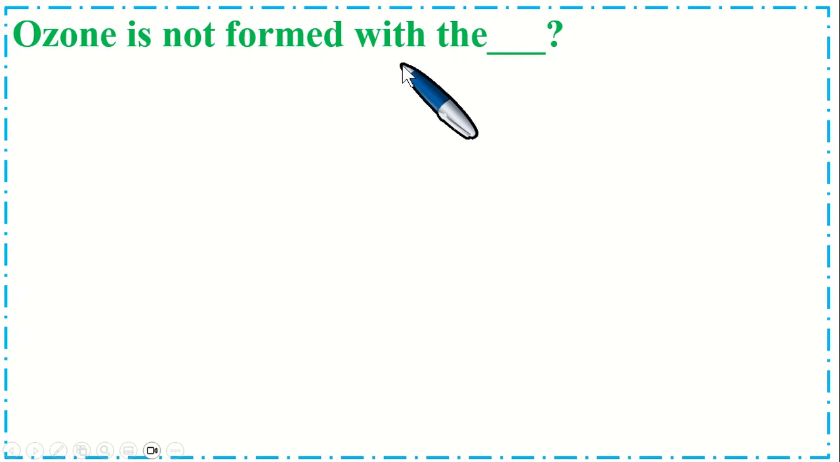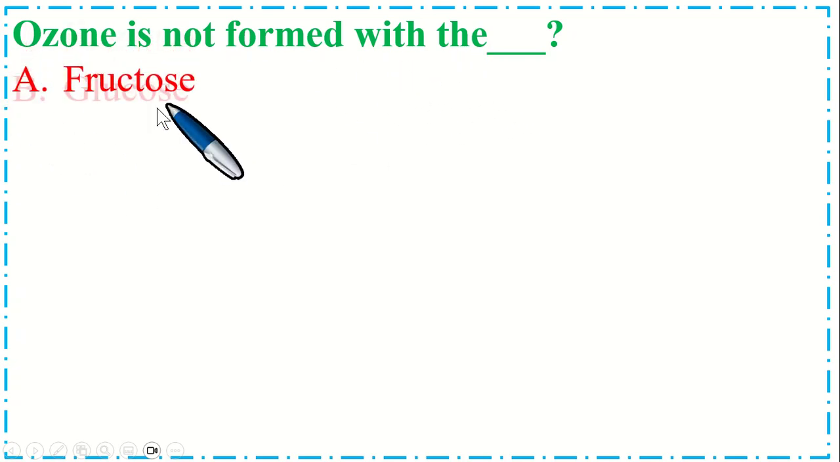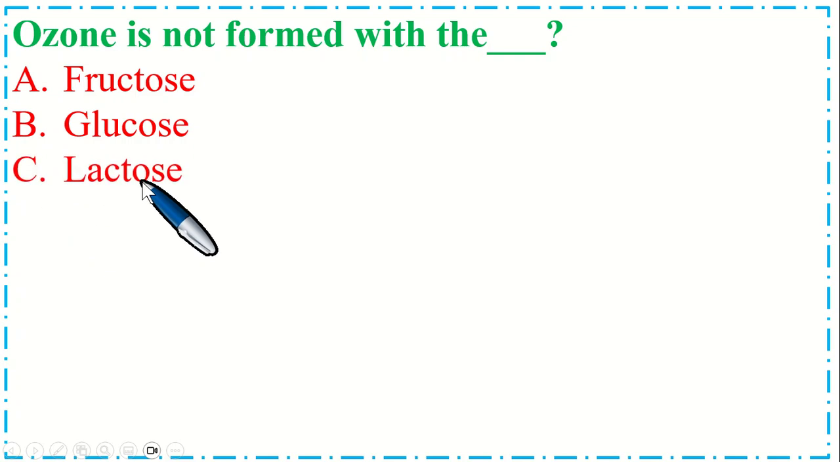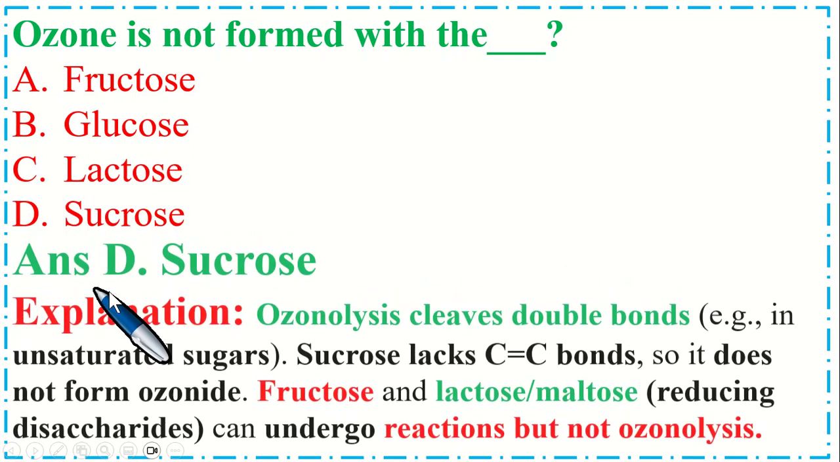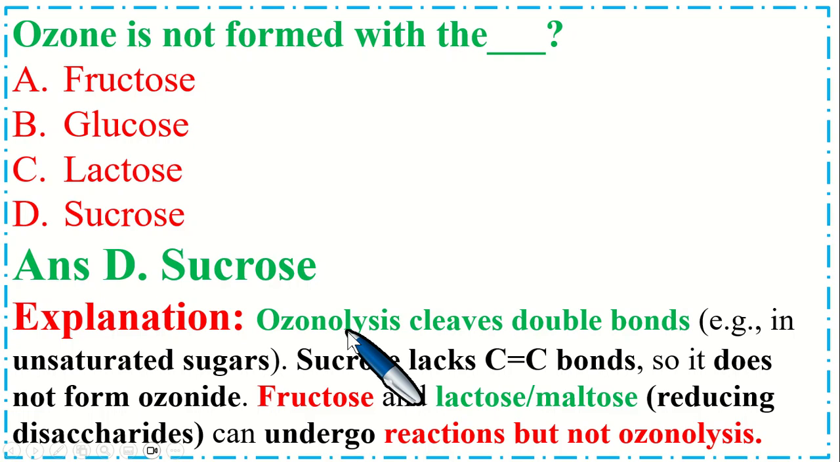Ozonide is not formed with the dash. Option A fructose, B glucose, C lactose, and option D sucrose. So the correct option is D, sucrose. Ozonolysis cleaves double bonds, for example in unsaturated compounds. Sucrose lacks carbon double bonds, so it does not form ozonide. Fructose, lactose and maltose are reducing sugars that can undergo other reactions but not ozonolysis.